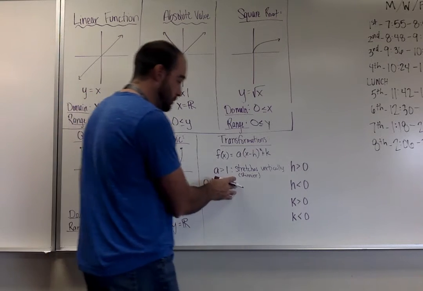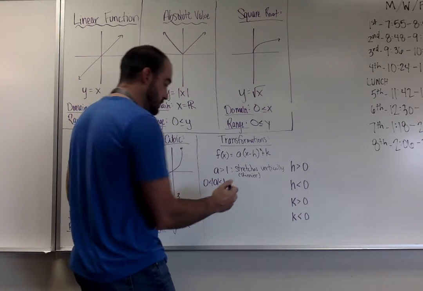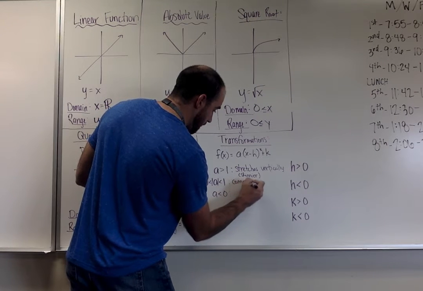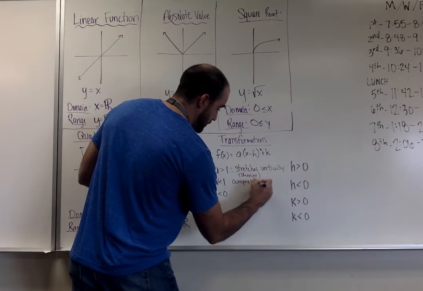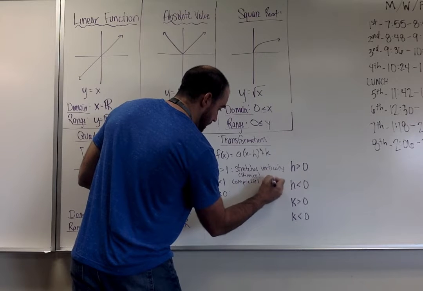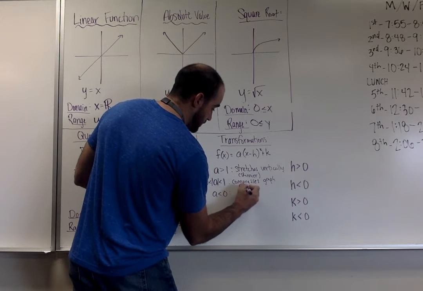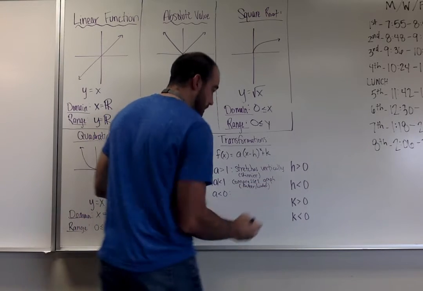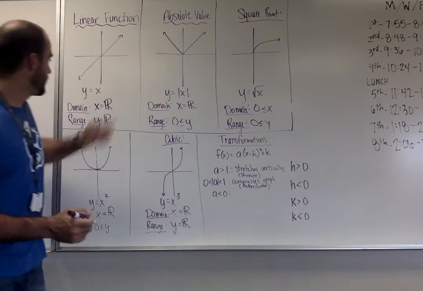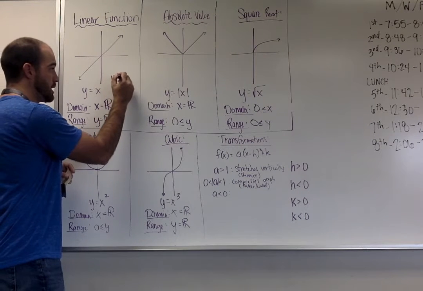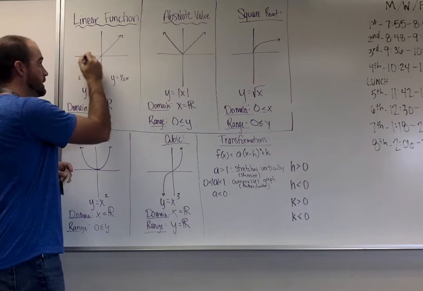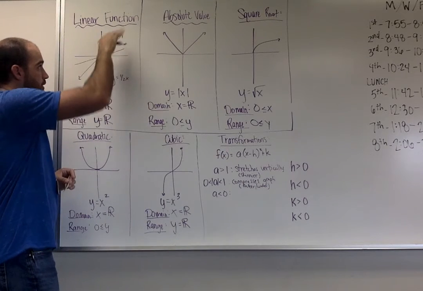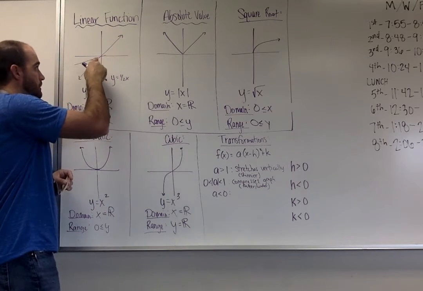If it's between those two, what you're going to end up with is it's going to stretch it horizontally or compress it. Compresses the graph. And what that looks like is it's a little bit fatter or wider. Okay. So again, up here, if we're using our linear function as an example, if I put y equals 1/2 x, now it's going to be kind of going over here a little bit less vertically. It's going to be a little bit wider instead. Okay.